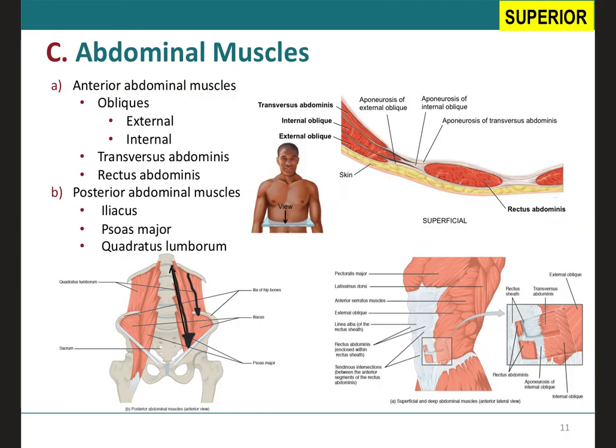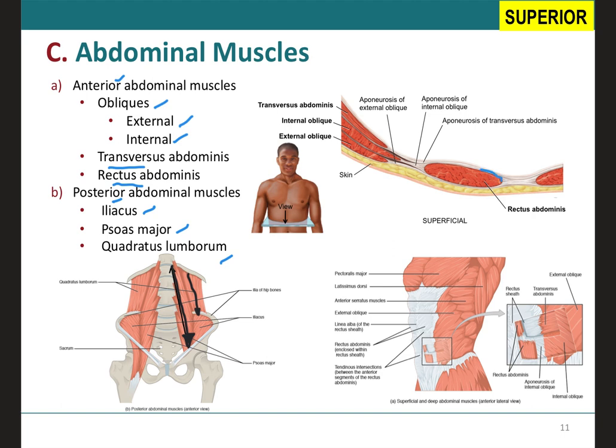Next, we get to the abdominal muscles, which can be divided into anterior abdominal and posterior abdominal muscles. The anterior abdominal muscles, I think, are the muscles that you guys are more used to hearing about, which are your obliques. There are two obliques, the external, the internal. Then you're going to have another muscle that's called the transversus abdominis and the rectus abdominis, which are your abs or six packs. Then we have the posterior abdominal muscles, which are going to be the iliacus, the psoas major, and the quadratus lumborum. Let's identify these muscles on these images.